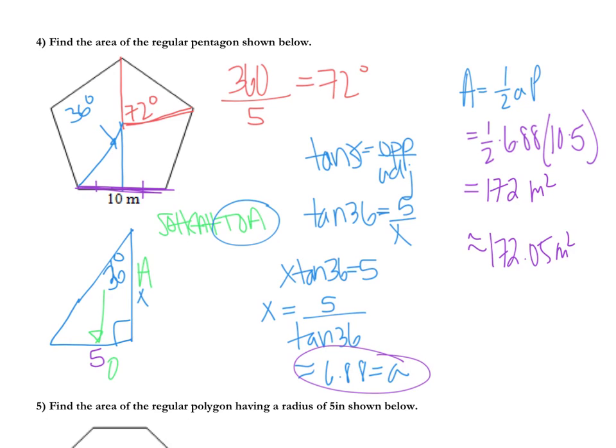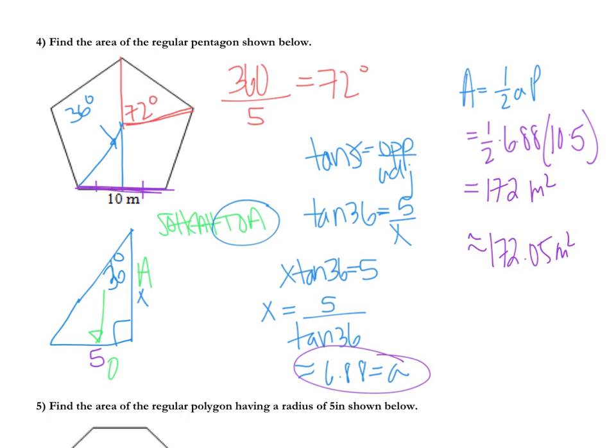To recap, take 360 and divide by the number of sides, which is 5 in this example because it's a pentagon. Then split that in half to work with our triangle. So 72 divided by 2 is 36. We can't use special right triangles, so we have to use SOHCAHTOA. Opposite over adjacent is tangent. Solve for x, which in this case represents the apothem. And then just use the formula.